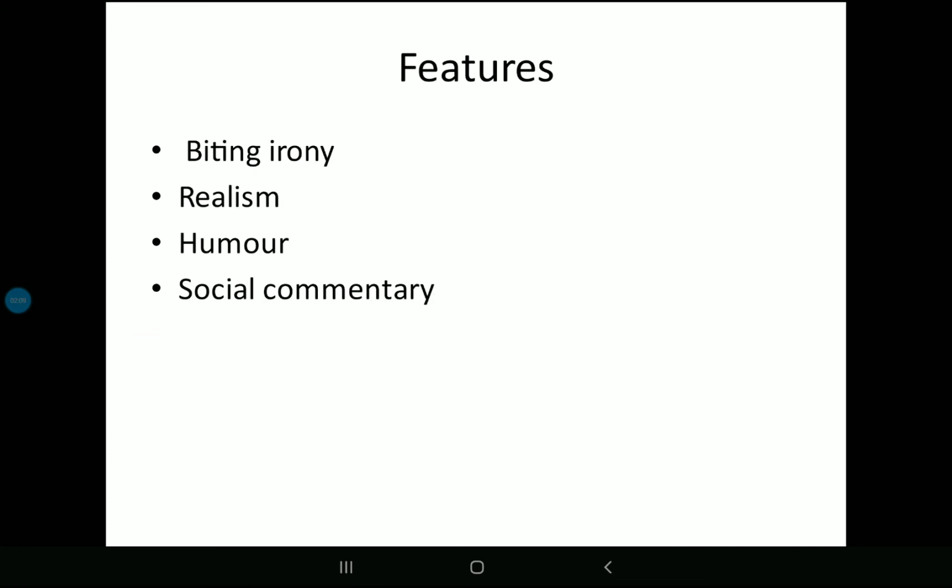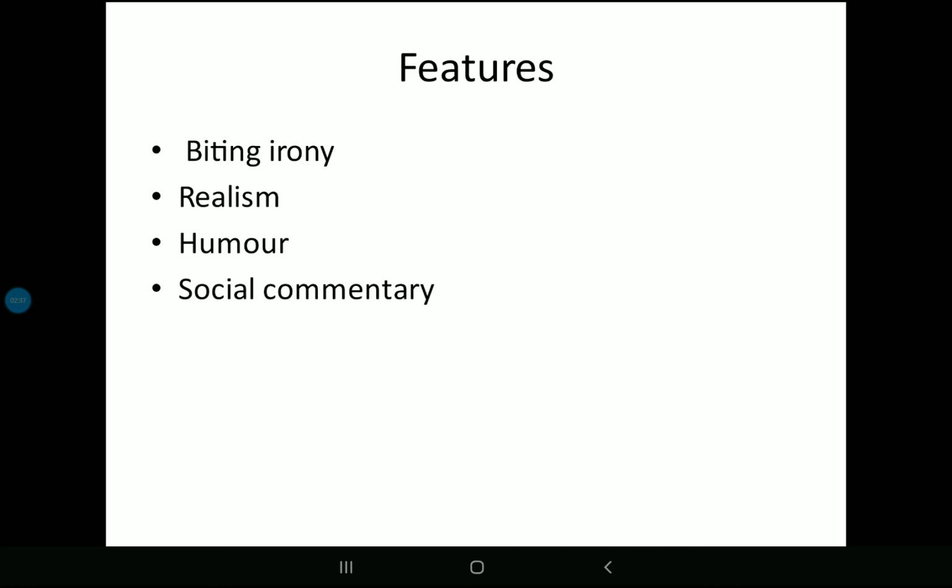Now, the features. What are the features? I mentioned four features we got here: biting irony, realism, humor, and social commentary. In Pride and Prejudice, you will find all these four elements. These features are very common in Pride and Prejudice, and also in the rest of the five novels. Apart from Pride and Prejudice, this is very common. These are the features you will find.